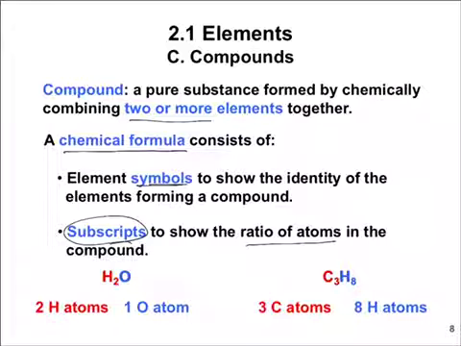So let's take H2O. Everybody knows water. This means that there are 2 atoms of hydrogen for every 1 atom of oxygen. Now, here we have Hank Hill's favorite, propane, C3H8. This means that there are 3 carbon atoms and 8 hydrogen atoms. Now, what if I have something like NaCl, good old table salt, sodium chloride? If I don't have any subscripts, then what that is implying is that there's just 1 of each, 1 Na to 1 Cl.